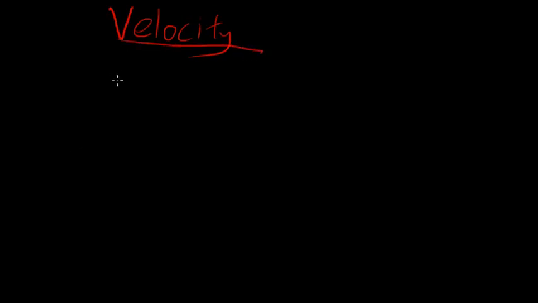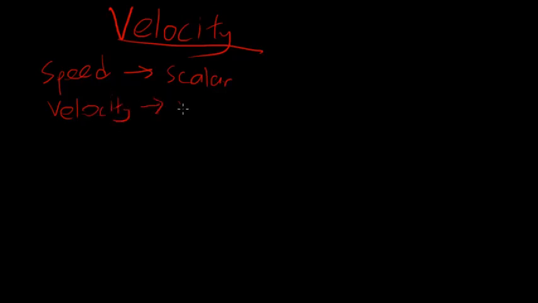So, remember back in maybe the first episode, we talked about what a scalar and a vector was, and we talked a bit about speed and velocity. So let's do a quick recap here. We said that speed was a scalar, and velocity was a vector.